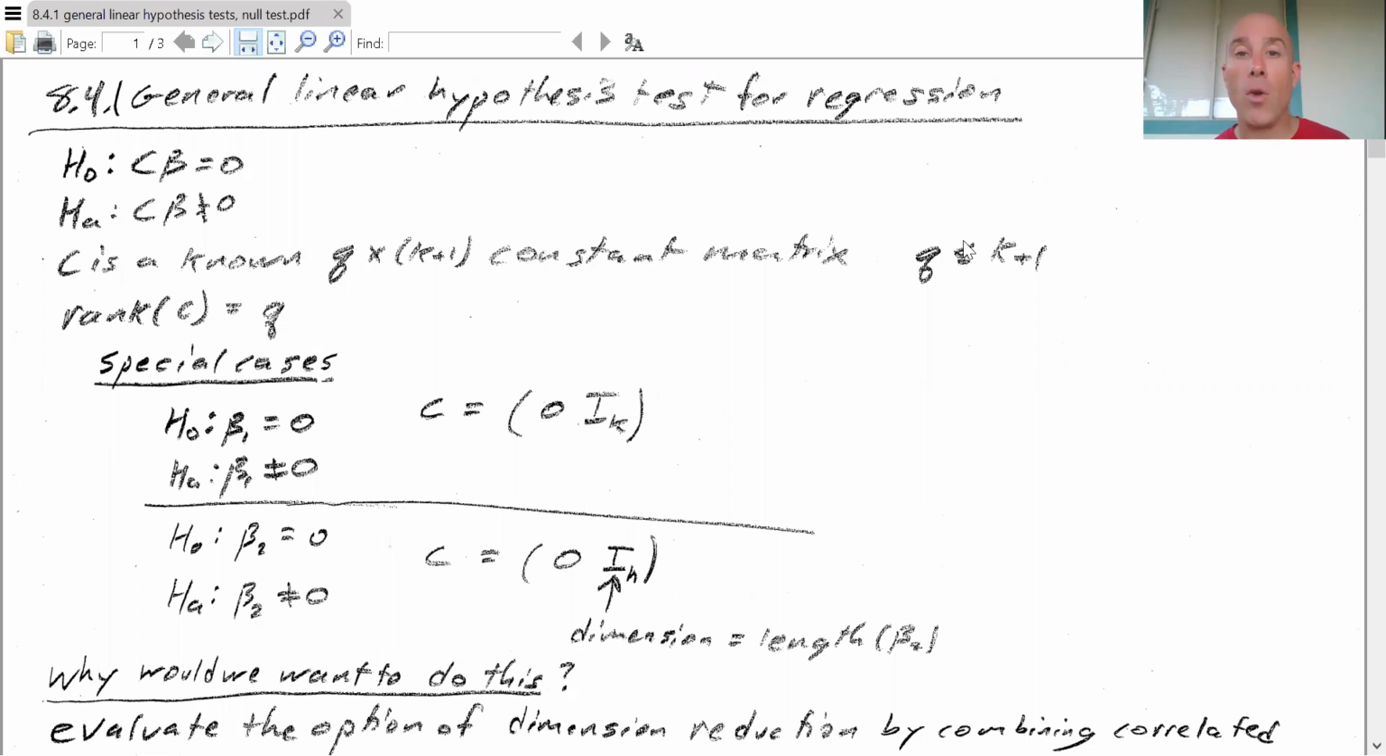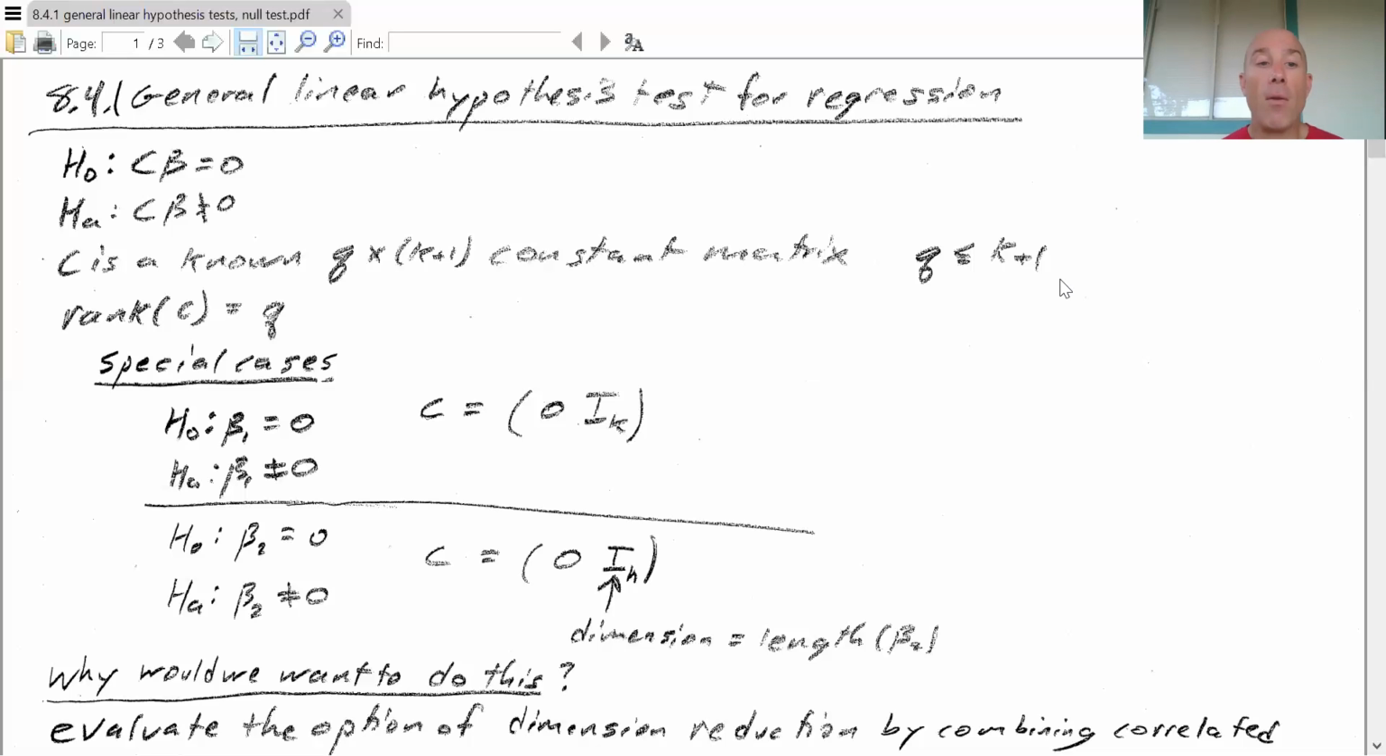All right, so here what we want to do is look at a linear transform on our beta vector. Let's say that C is a known matrix, and we're going to multiply it by the true coefficients of our model. C is a known Q by K plus 1 constant matrix. Remember that we have K predictor variables, and the plus 1 is for the intercept. And we're going to say that C has full rank, so the rank is Q, and Q is less than or equal to K plus 1.